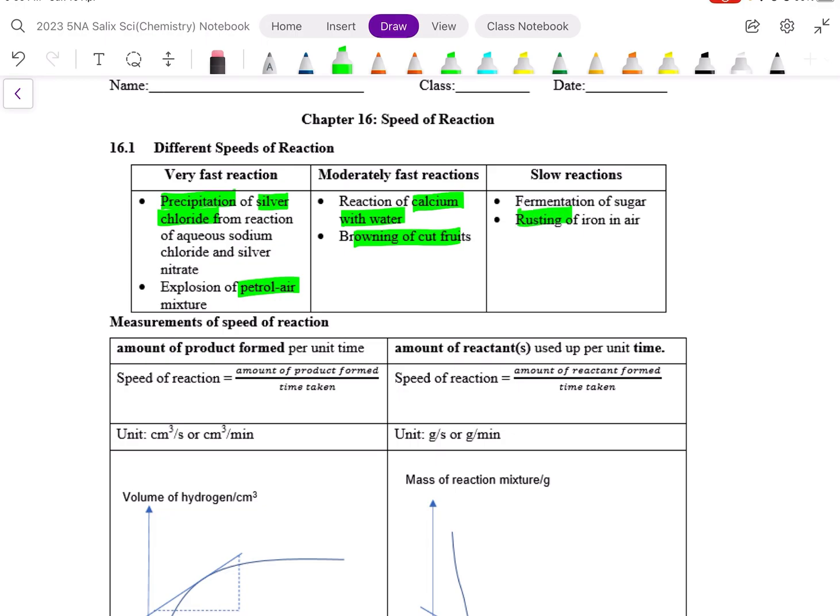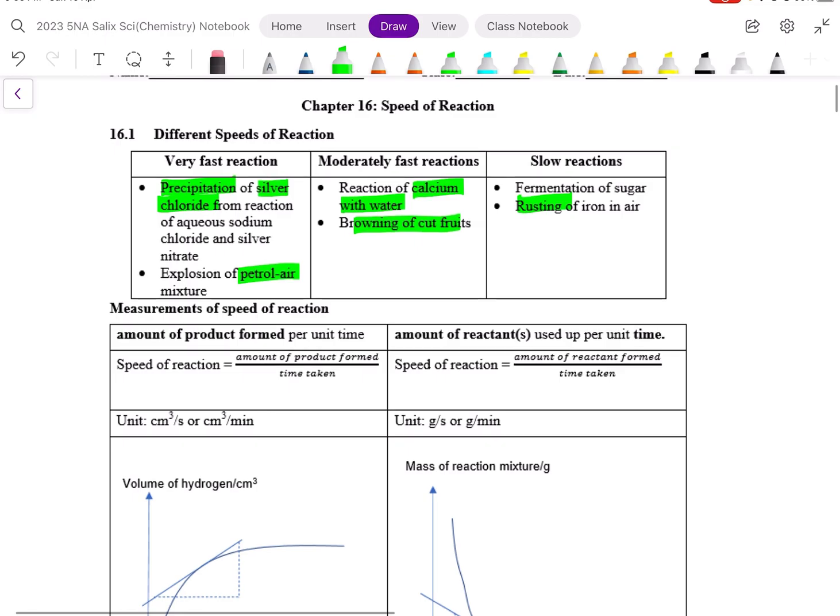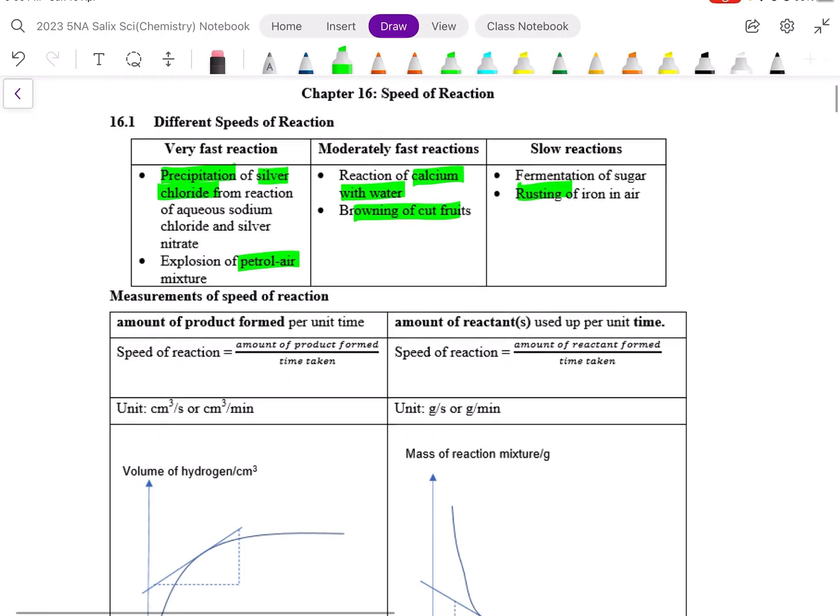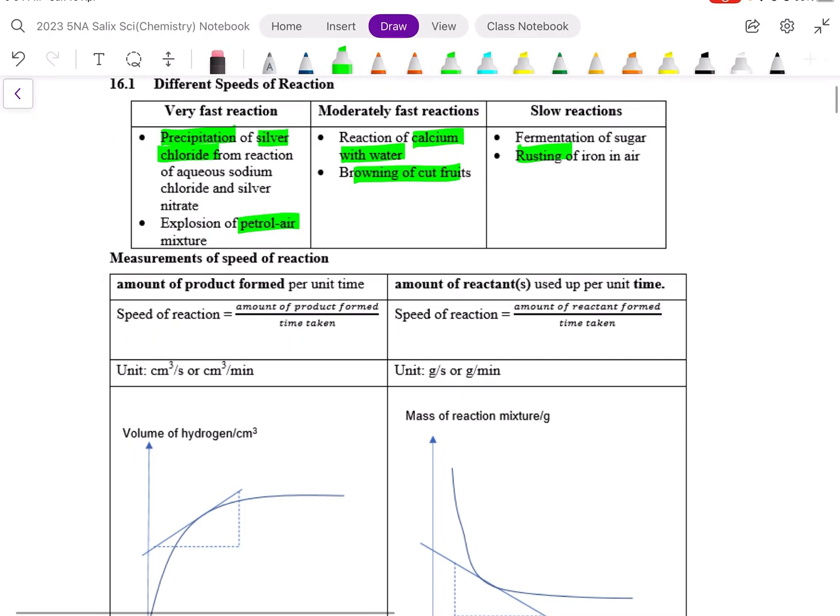Fermentation is basically changing the sugar to ethanol, which we should discuss in a later chapter. I think it's carboxylic acids and your alcohols, in the final chapter before your O levels.